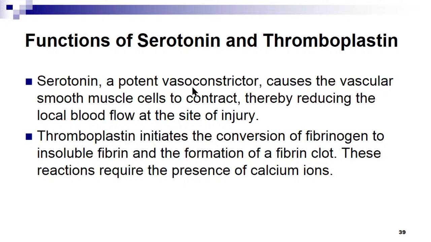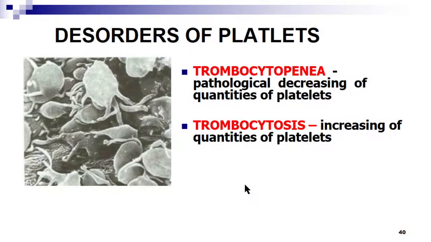Serotonin, a potent vasoconstrictor, causes the vascular smooth muscle cells to contract, greatly reducing local blood flow at the site of injury. Thromboplastin initiates the conversion of fibrinogen to insoluble fibrin. It's a very important role after the calcium ion waves initiated this process, and the formation of the fibrin clot. This reaction requires the presence of calcium ions, of course.